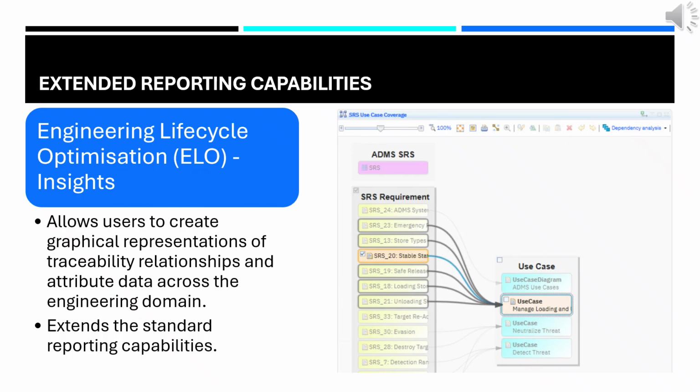cycle. So as you can see on the image on the screen, we've got some traceability, we've got an SRS requirement there being linked to some use cases. Again, it's not just within the requirements, test and work item domain. If you're using model-based systems engineering and you're using Rhapsody, for instance, you can be linking these and generating graphically representative views of that traceability across the tools.